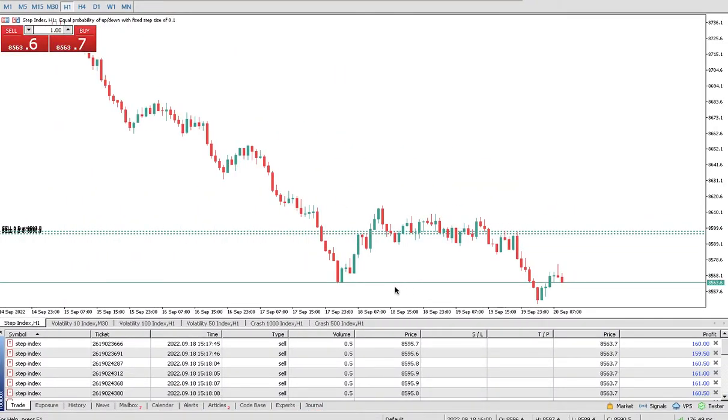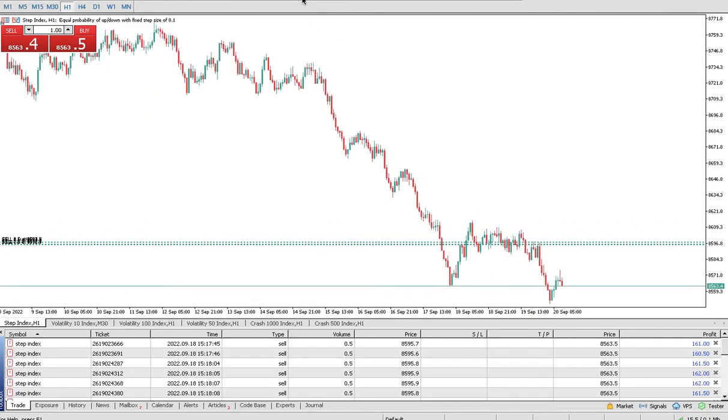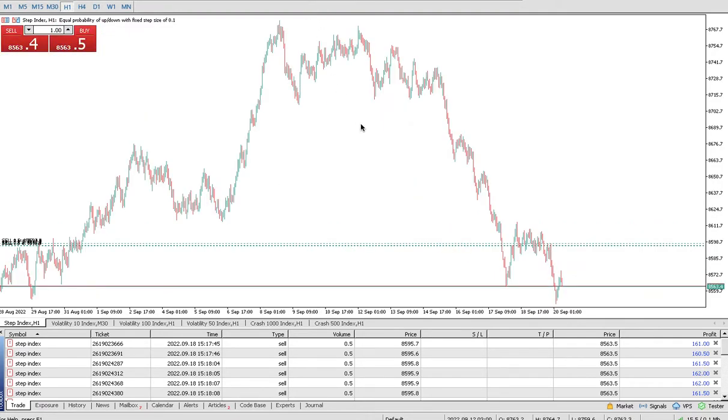This is currently Step Index. I'm currently on the 30 minutes time frame. Let me show you something that probably you may not be seeing now. Are you seeing how price from here came down, went back up without getting back to here, and fell down? That is the first two movements you need.